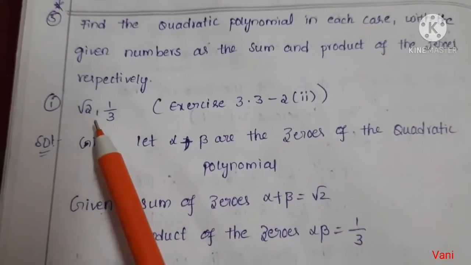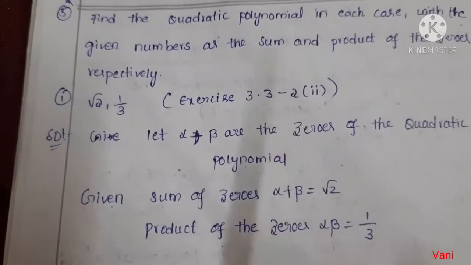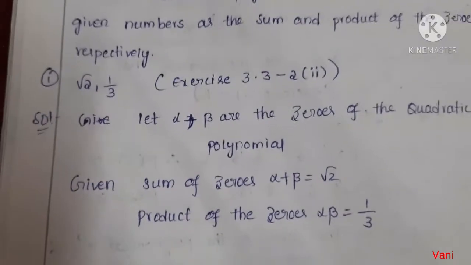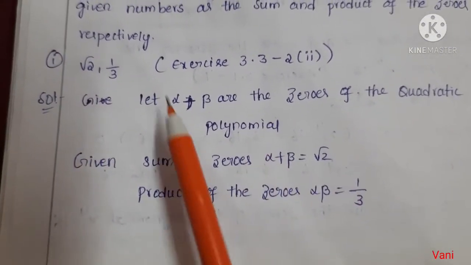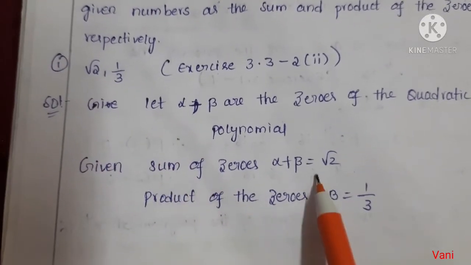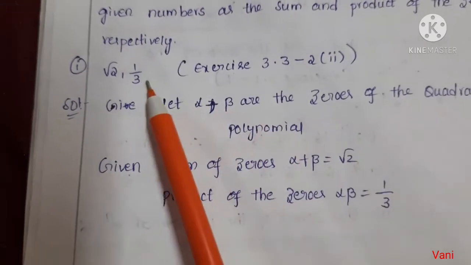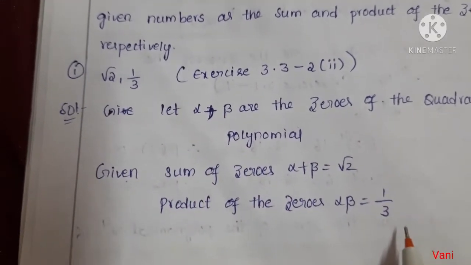So now look at the first problem, root 2 comma 1 by 3. This problem is there in your textbook 3.3, second problem, second one. So first consider alpha comma beta are the zeros of the quadratic polynomial. So first find the sum of zeros. The sum of zeros value they given is root 2. Next value is the product of zeros. Product of zeros alpha beta is 1 by 3.